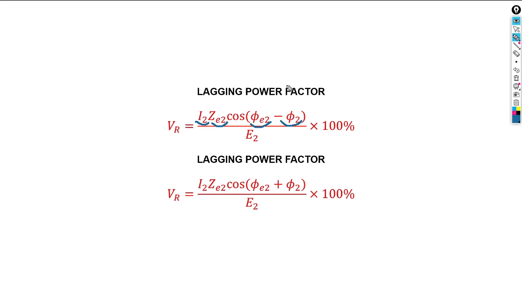So it depends, as I say, on what our power factor will be. I believe this was a mistake. This is supposed to be leading power factor. Leading power factor. When you have leading power factor, you're going to have an addition here. Lagging, you're going to subtract. Okay? So we're going to have a look.